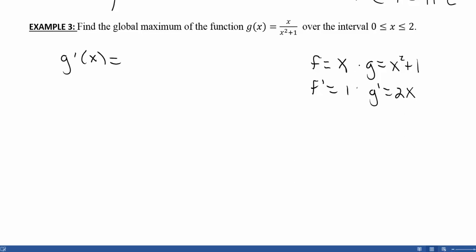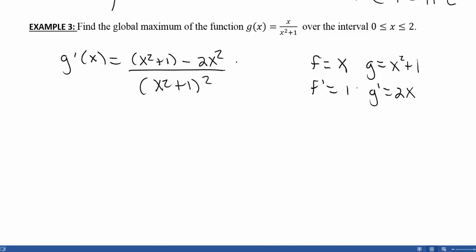So I'm going to do f prime times g, so 1 times x squared plus 1, minus f times g prime, so x times 2x is 2x squared, all divided by g squared. So remember, critical points happen when your first derivative equals 0 or your first derivative is undefined. So we can consider where this equals 0 by considering where the numerator equals 0, and we can figure out where it's undefined if the denominator equals 0.